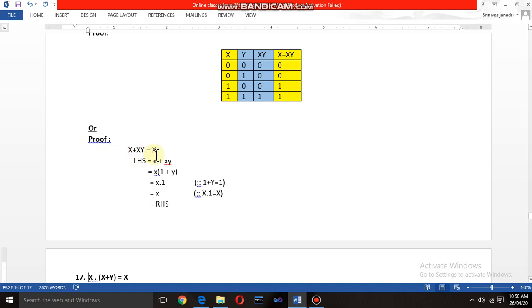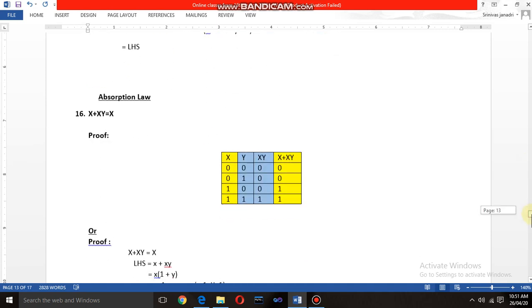Here I used to call this a plus, and you have to think every time it is a logical plus. X plus xy is equal to x. I will consider the LHS as x plus xy, where in these two terms the common thing is x. Just take it outside. X, the remaining is 1 plus y. 1 plus y is nothing but again 1 by the Boolean postulate. X into 1 gives you the RHS value. This is the first absorption law: x plus xy is equal to x.